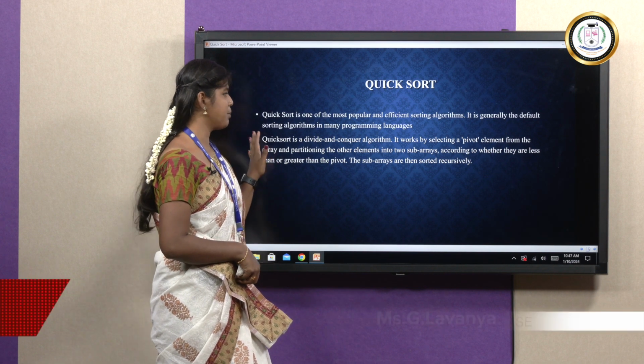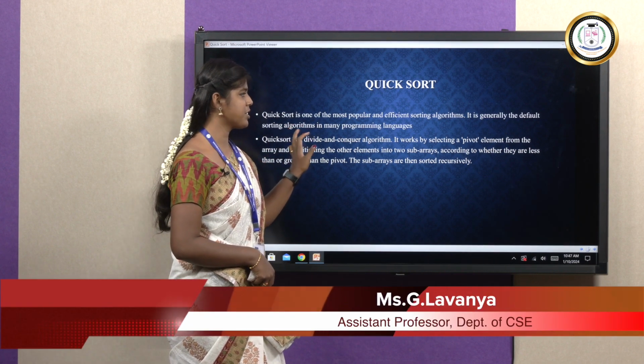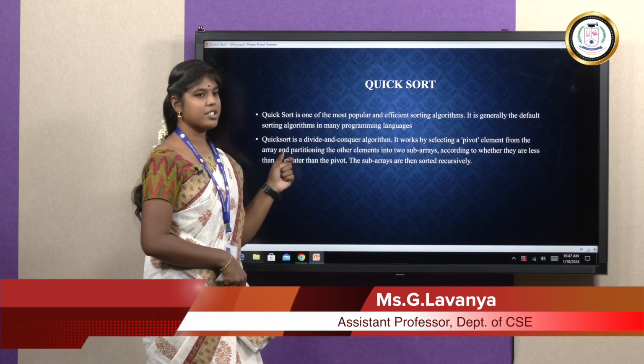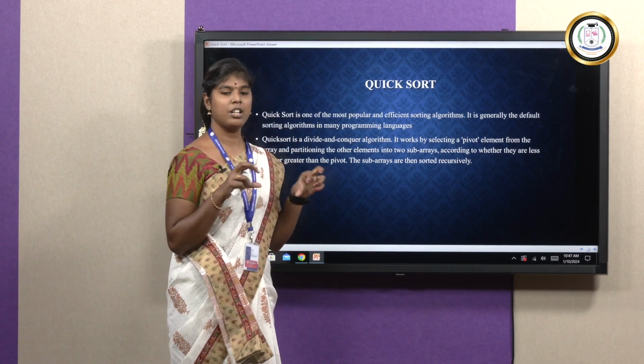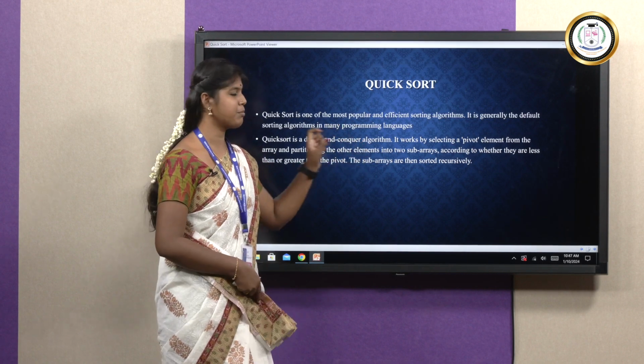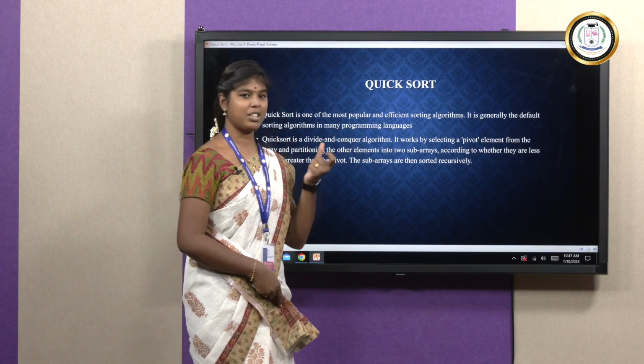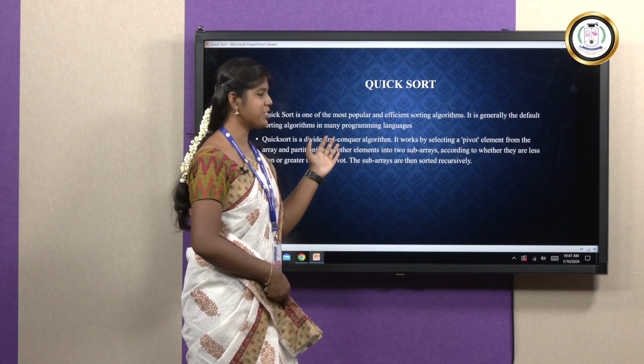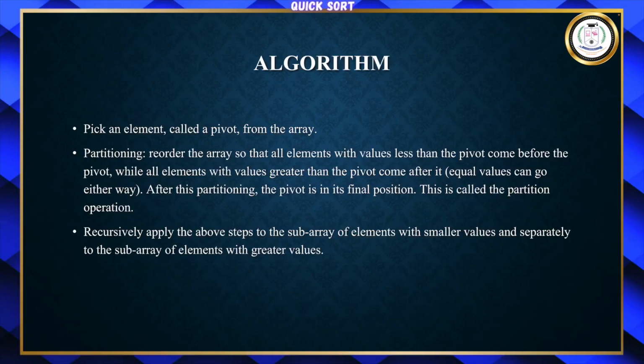The main point here is that we use a pivot element. Pivot is nothing but, we have one array, and you have to choose the pivot element from it. Using the pivot element, you need to sort the array. This is your sorting algorithm, that means the quick sort algorithm.